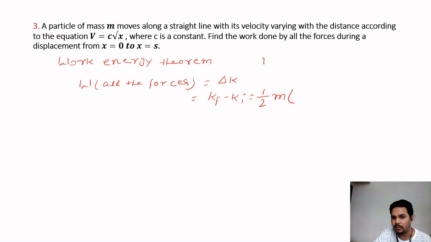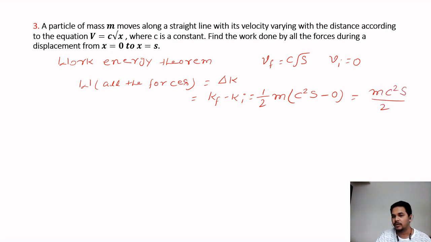When x equals s, the final speed will be c into the square root of s. And v initial, at x equals 0, is c into 0, which gives 0 itself. So half m final squared gives c squared into s, minus initial which is 0, so it will be m c squared s by 2. This will be the answer to your question if you know the work energy theorem.